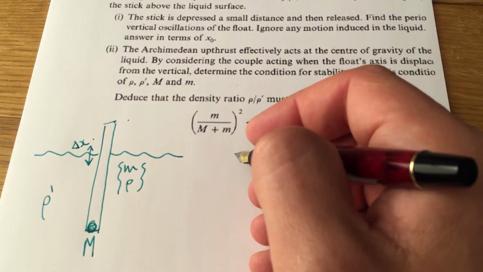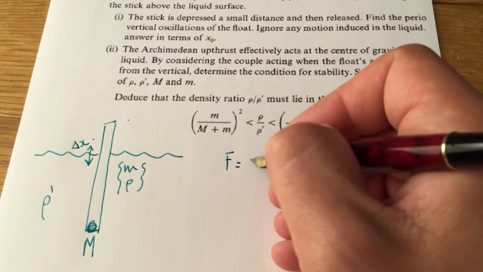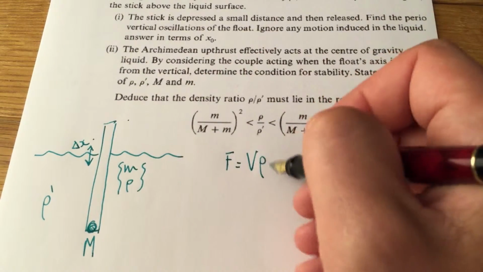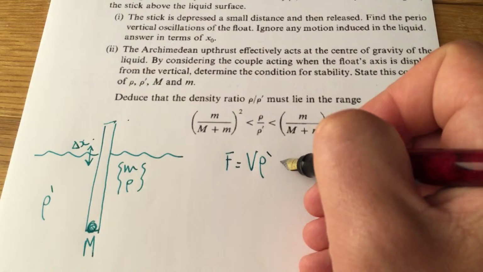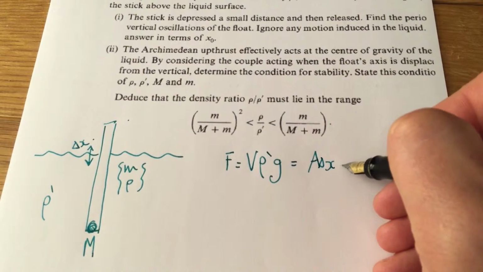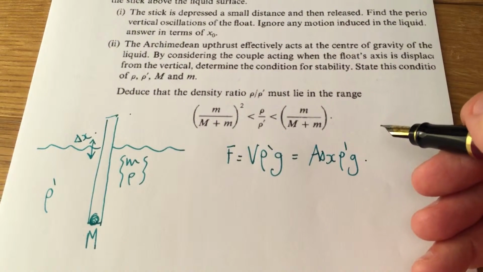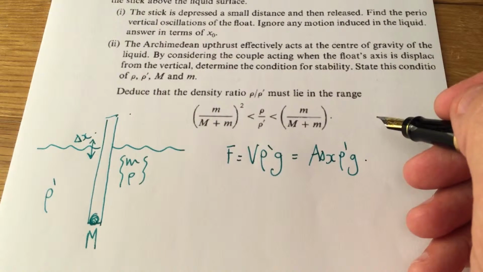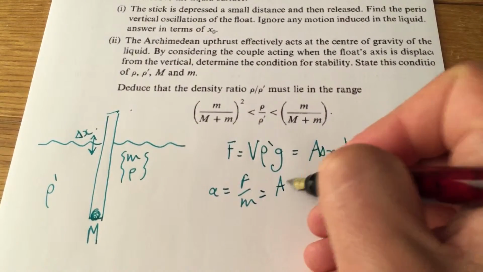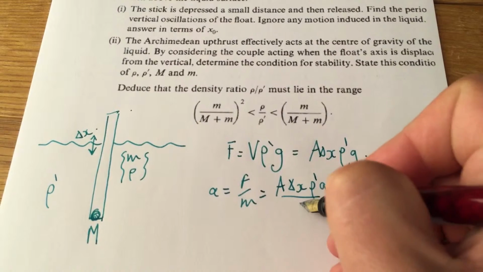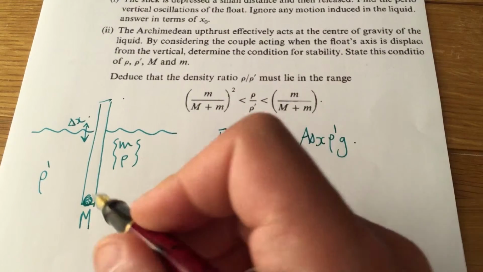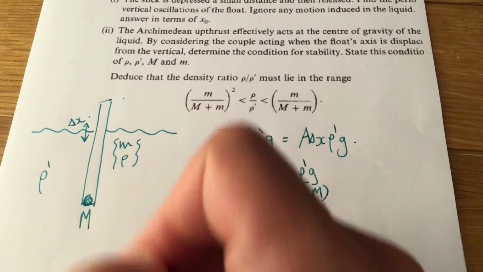Well, I think it's fair to say that the force you'll experience is going to be the extra volume of liquid you've displaced, which is volume times density times g, which is equal to the area times this small length, times density times g. Now, that tells us that the acceleration, which is the force divided by the mass, is going to be all that previous expression divided by the mass of both the bit at the bottom and the mass of the rod itself.